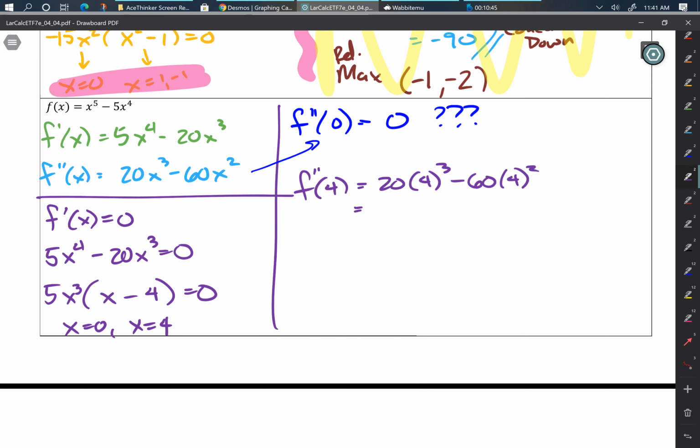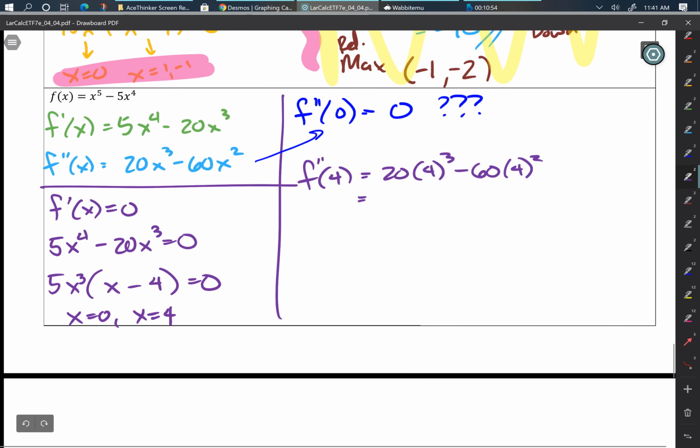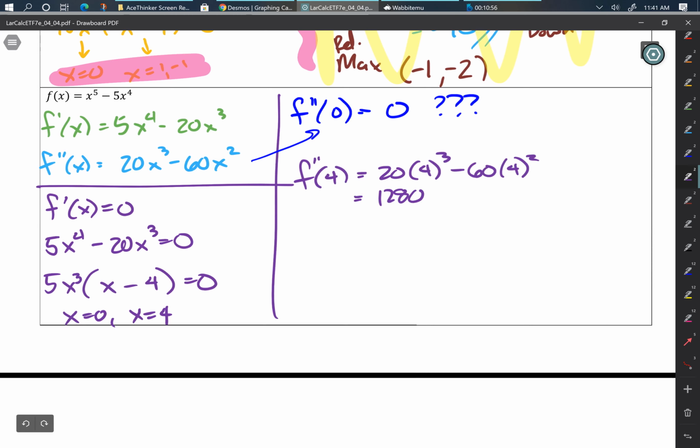I believe that's going to be 64 times 20. So 20 times 4 cubed is 1,280 minus 60 times 16, which is 960, which is greater than 0 because that's all that matters.